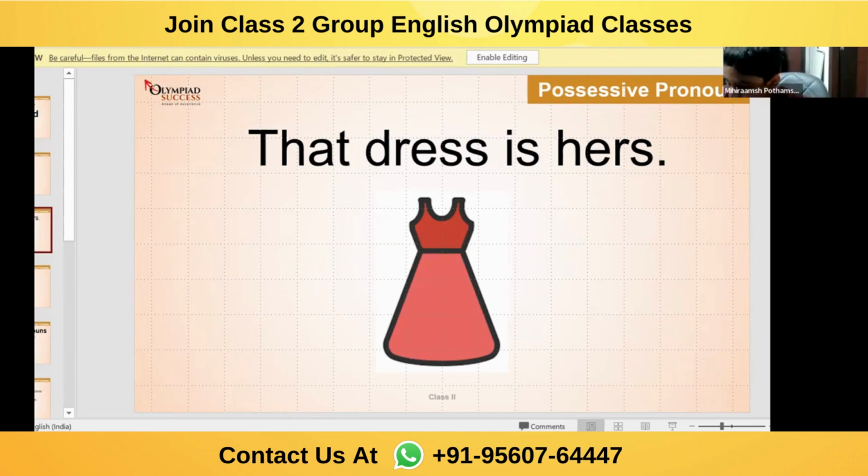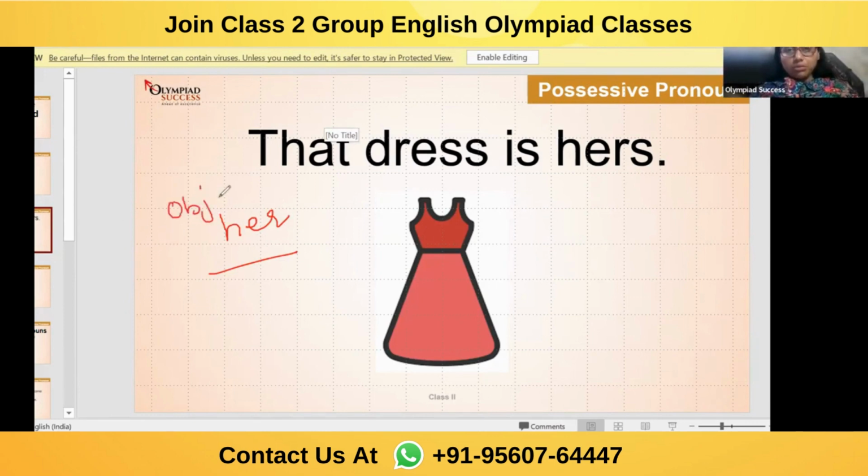Krishna asks: Ma'am, why don't we say "that dress is her"? We use hers. See, "her" is an object pronoun. We have done two pronouns, subject and object, so this is an object pronoun. But here we are doing possessive pronouns, so we cannot write her. "The dress is her" doesn't make any sense. Hers means that it belongs to a girl. The dress is hers. Clear?